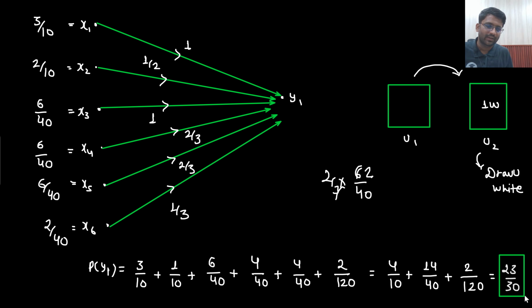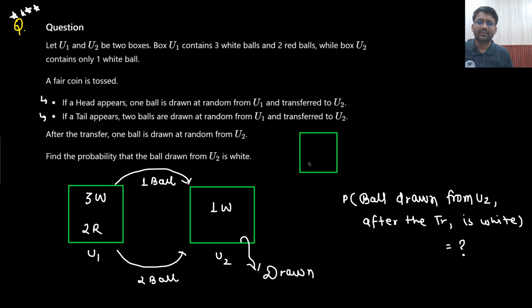That's the answer that you are getting. This is the answer. Okay, 23 by 30 is the answer. Answer is 23 by 30. That's the answer. So did you understand this question or not? Whatever the process is there, just keep on thinking of the process.